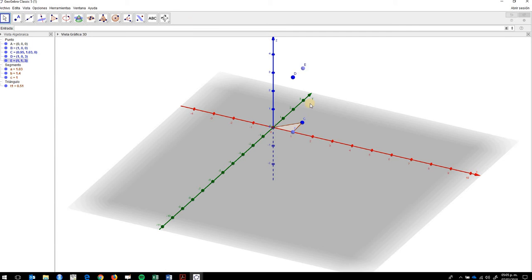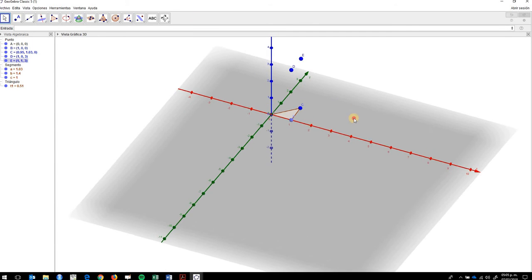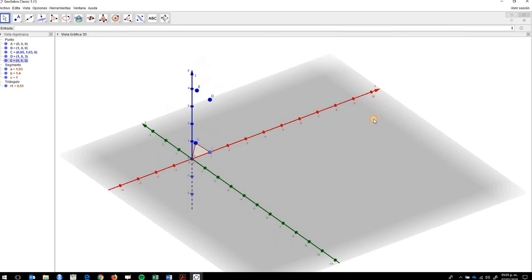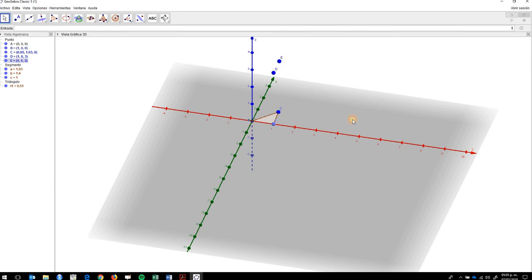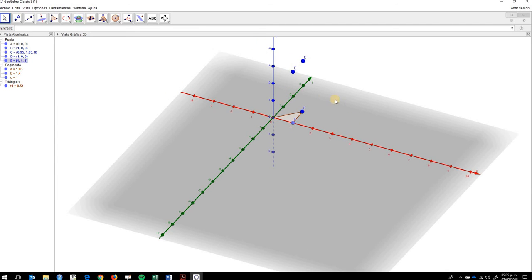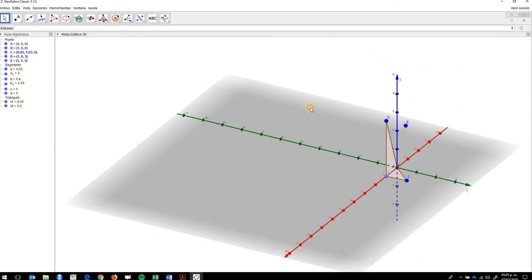So now we have our points D and E. We're almost done. The only thing that we need to do is draw lines so that this becomes something like a pyramid. So let me use the polygon tool, and let me draw the first polygon. So this is the first one. Let me move so you can see what I'm doing.